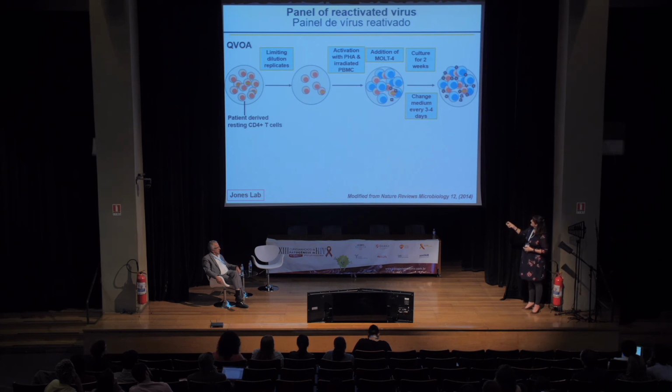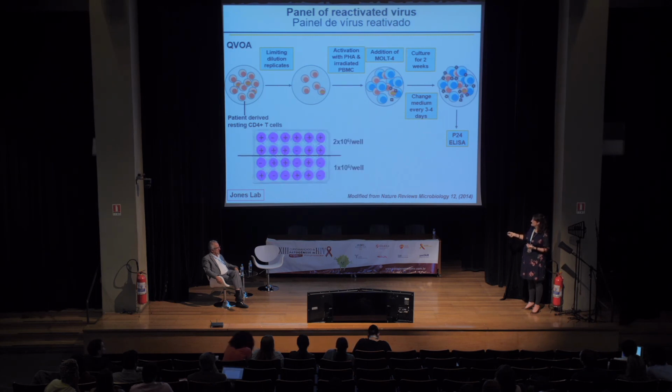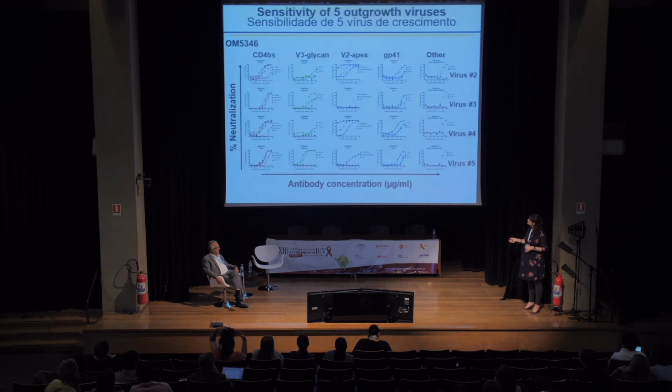And so they let virus grow out. They assess which wells are positive for virus and which wells are negative by doing p24 ELISAs. So this is a little cartoon schematic from a postdoc in the Jones lab. And this is just representing, at different dilutions of cells, you have different numbers of positive and negative wells. And they are giving us the supernatant from these wells for us to test in our neutralization assays.